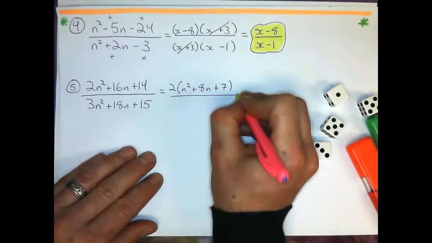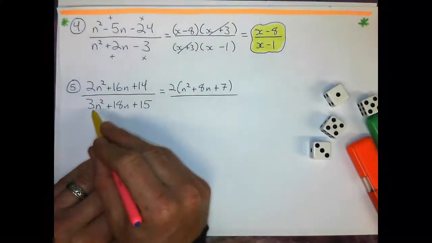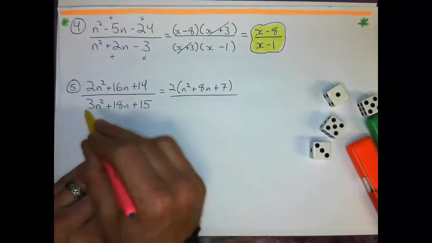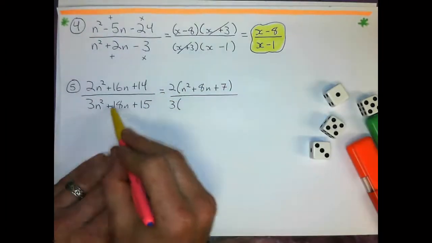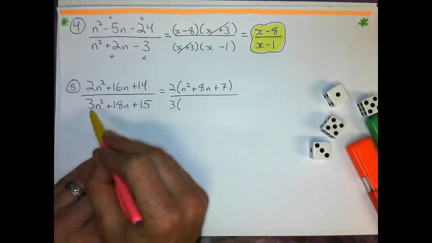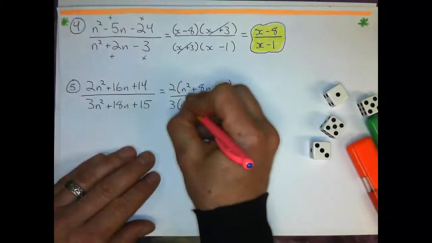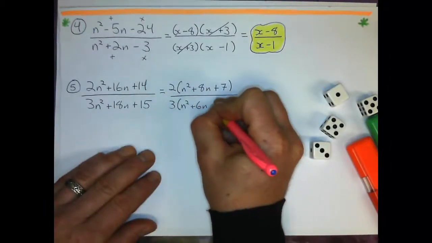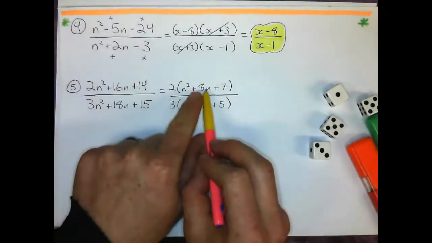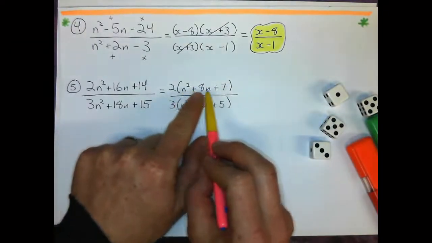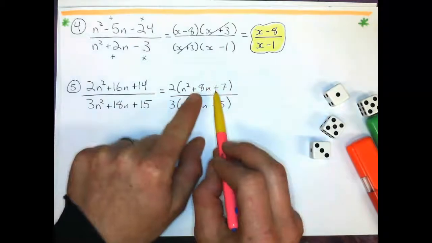And I can do the same for that bottom expression. I've got a 3, 18, and 15. What goes into all of those? A 3. So before you do anything, see if there's a common factor within all the terms. I'm going to get n squared plus 6n plus 5. Now, see if you can factorize this quadratic expression here like this with the two brackets thing.